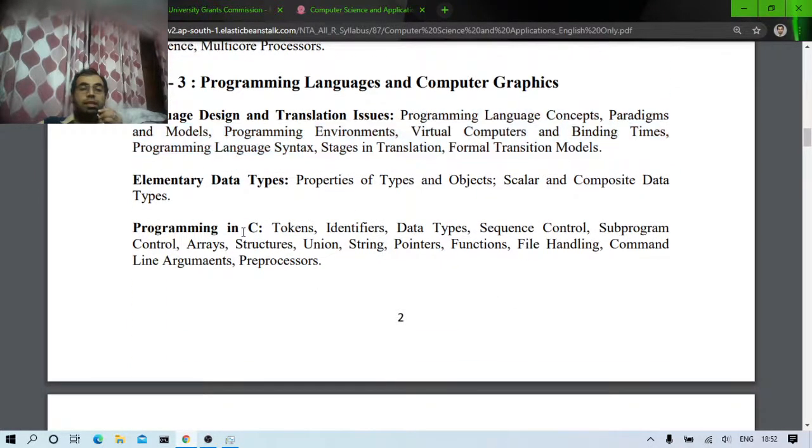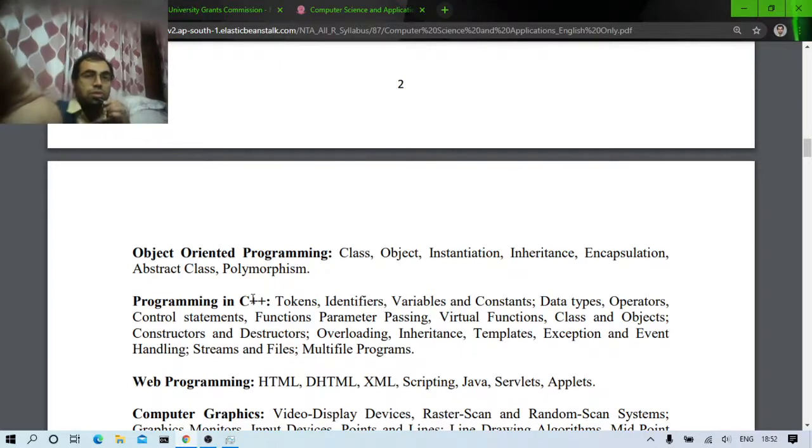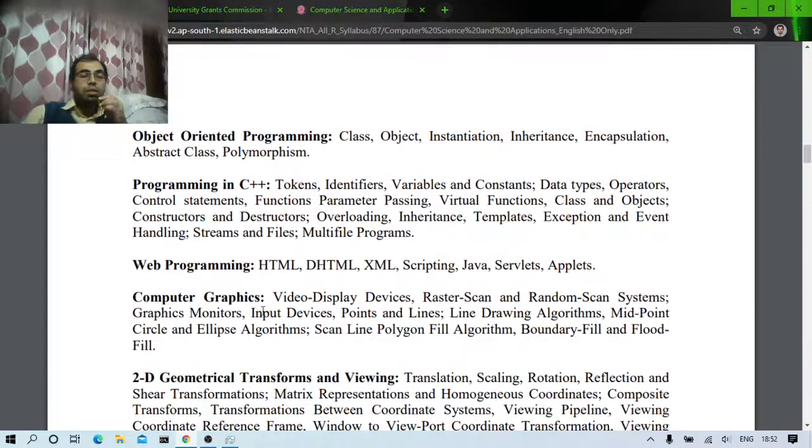C language is there in the GATE exam. Data structures in C is there in the GATE exam also. Object oriented programming is not there in the GATE exam, but there will be 2 or 3 questions from C, 2 or 3 questions from C++, 2 or 3 questions from Java each. And after that, web programming, this will be of 1 mark in the GATE exam.